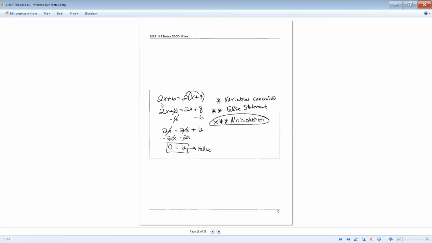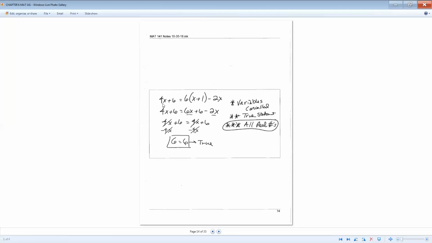Notice if 2x cancels on the right, then it has to cancel on the left as well. So don't be afraid to cancel out your variables completely. Notice what happens. Your variables cancel, and you're left with a false statement. That's just what happens. You're left with a false statement, and your answer is no solution. Whenever your variables cancel out completely and you have a false statement left, your answer is no solution.